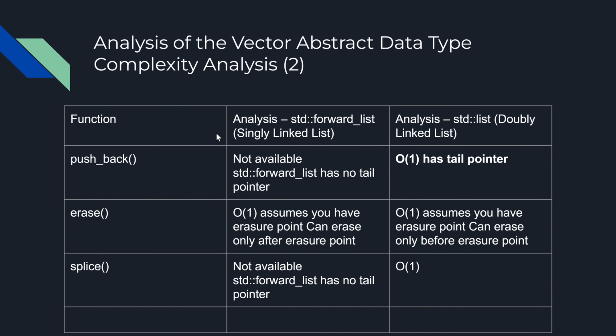Analysis of vector abstract data type complexity analysis. Push back: not available, forward list has no tail pointer. O of 1 for doubly linked list, which has a tail pointer.